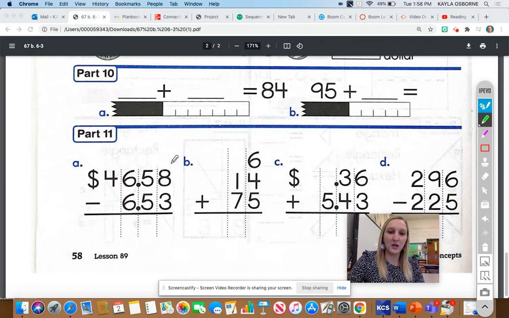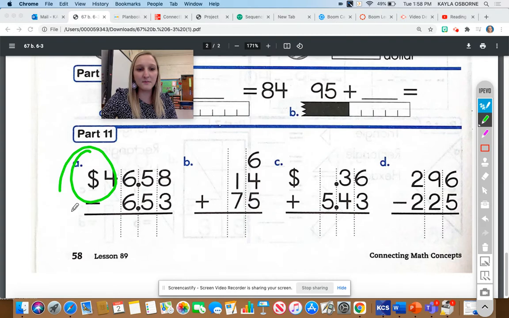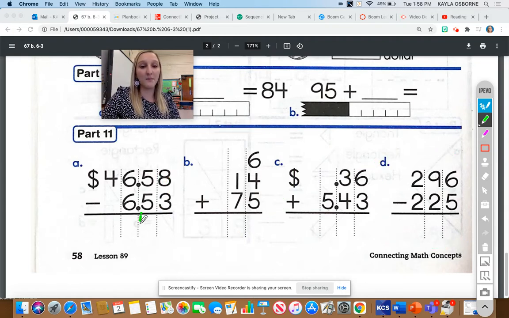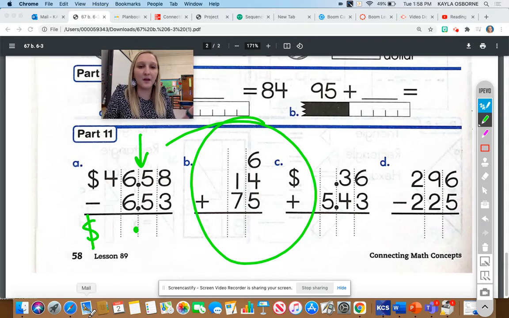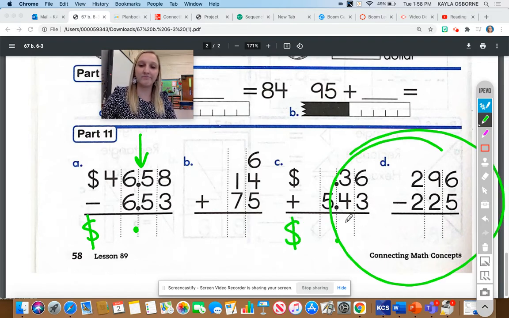On the last section, some of these are money and some of these are not. I want you to look at that. This one is money. Do you see the symbol? All right, this one is money. Do we see the symbol? All right, these two are not money. So when you're doing these and you're adding or subtracting, you need to make sure you're bringing down that period to break up the dollar and cent amount and your dollar sign. On this one, you don't need a period or a dollar sign because it's not money. All right, on this one, you do. Bring it down as you add. And on this one, you don't.